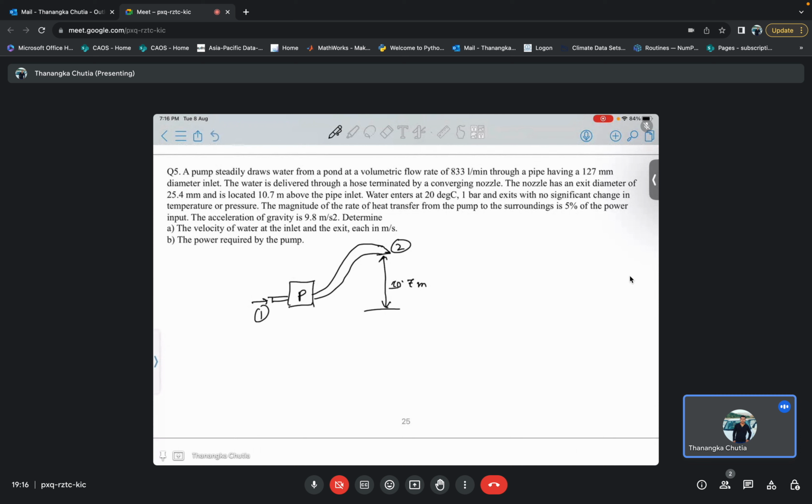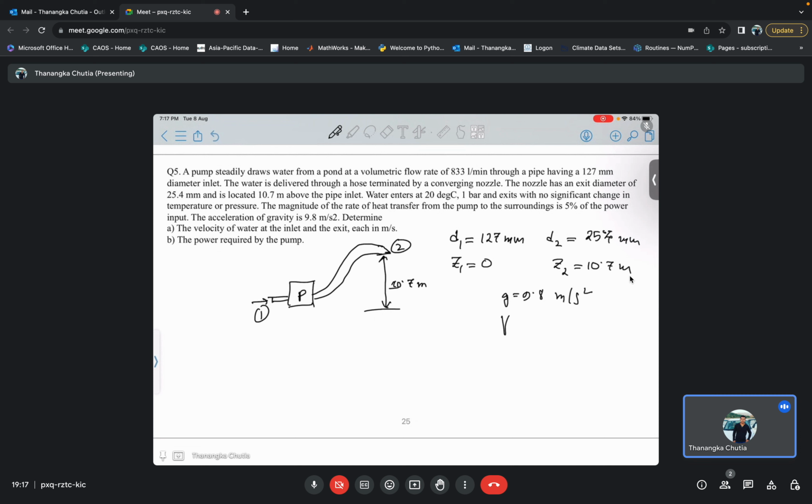Now what it is telling is that the inlet diameter d1 is equal to 127 millimeter, and the exit diameter d2 is 25.4 millimeter. If I take z1 as equal to 0, then z2 will be 10.7 meter. My acceleration due to gravity g is 9.8 meters per second squared.